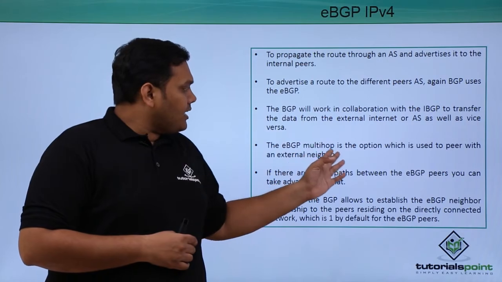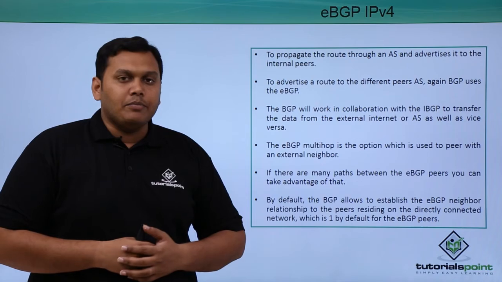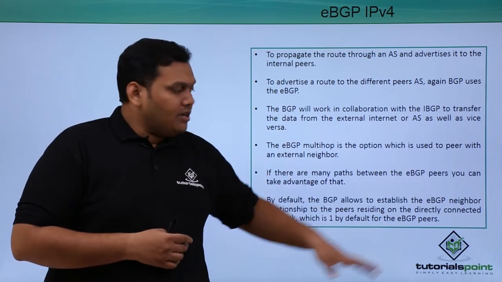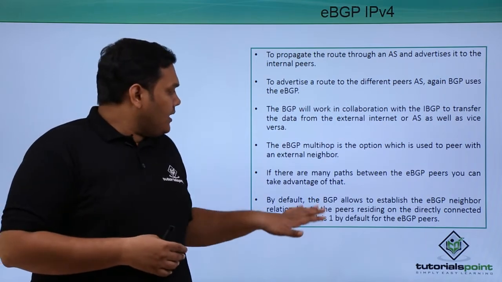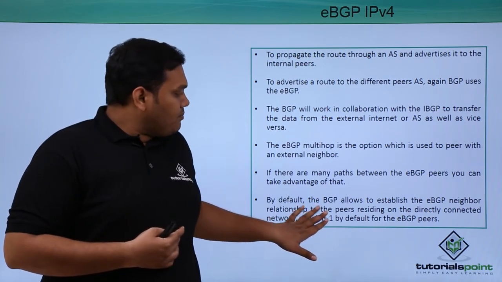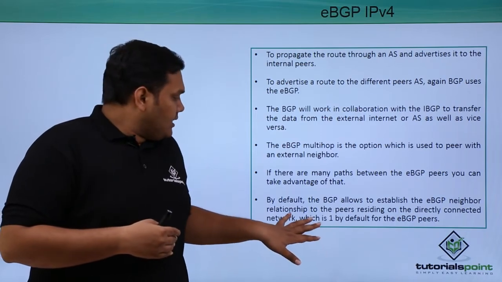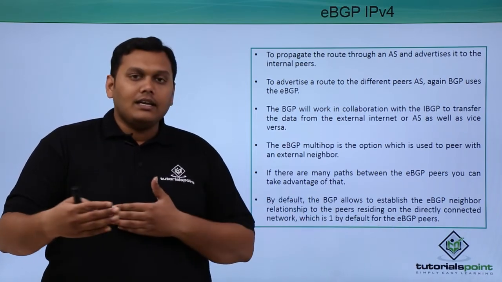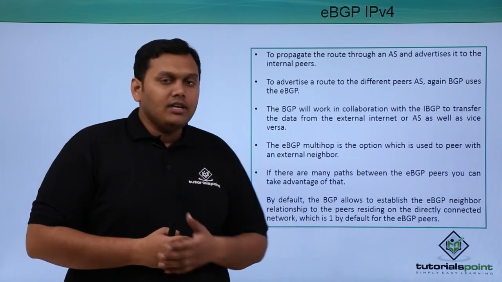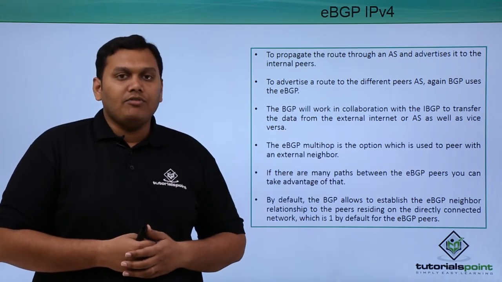The eBGP multi-hop is the option used to peer information with external neighbors, and because of this there are many paths between the eBGP peers. You can clearly see and take advantage of that information. By default, BGP allows the system to use the eBGP neighbor, so the relationship of peers residing on directly connected links will work well, and this is on by default for eBGP peers. So this is about the External Border Gateway Protocol in the IPv4 version.